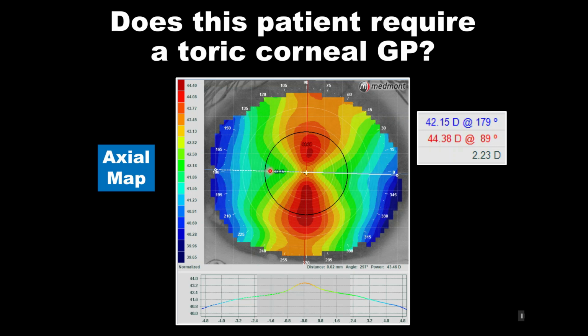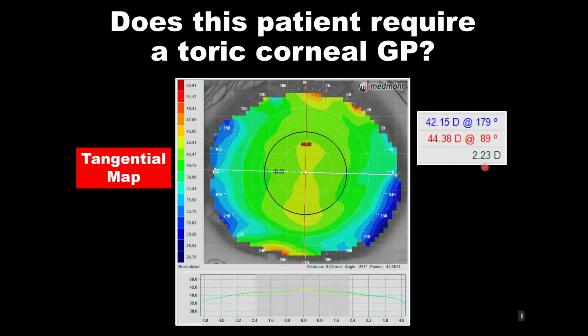Now, let's assume that we tried soft toric lenses and we weren't able to achieve success. Is this a patient that requires corneal GP lenses, toric lenses? And with a 2 1/4 diopter toricity or centrocorneal sill, is that enough that would indicate a toric corneal GP is required? Let's switch over to the tangential map. Is there anything we can learn here?